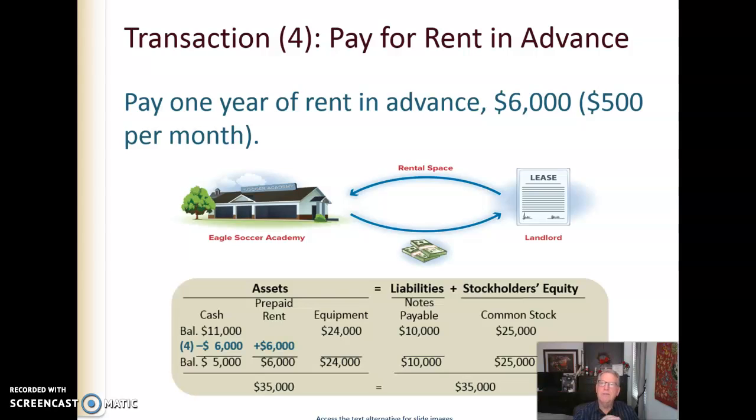Okay, transaction 4. Pay for rent in advance. This is called a prepaid asset. Prepaid rent in this case. So, prepaid rent, generally a current asset, and in this case it is. Cash is going to go down to pay for that. Prepaid rent, another asset, is going to go up. So essentially no effect on the accounting equation. It still remains at $35,000.